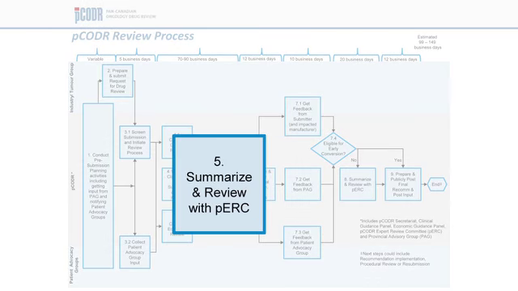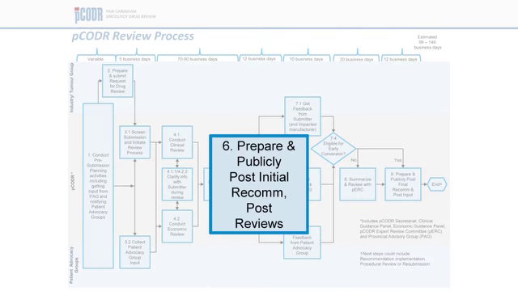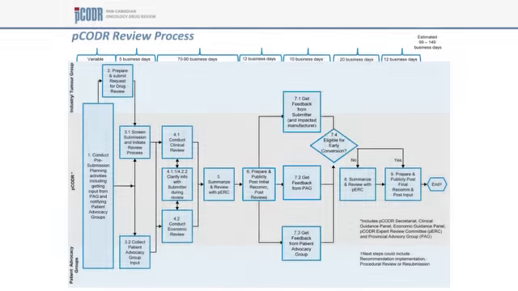At this point, the pCODR Expert Review Committee, also called PERC, assesses the clinical and economic reports, the patient information, and information from the Provincial Advisory Group to develop its recommendation. PERC members are oncologists, pharmacists, economists, and patients from across Canada. PERC's initial recommendation is posted on the pCODR website. The clinical and economic guidance reports are also posted on the website.